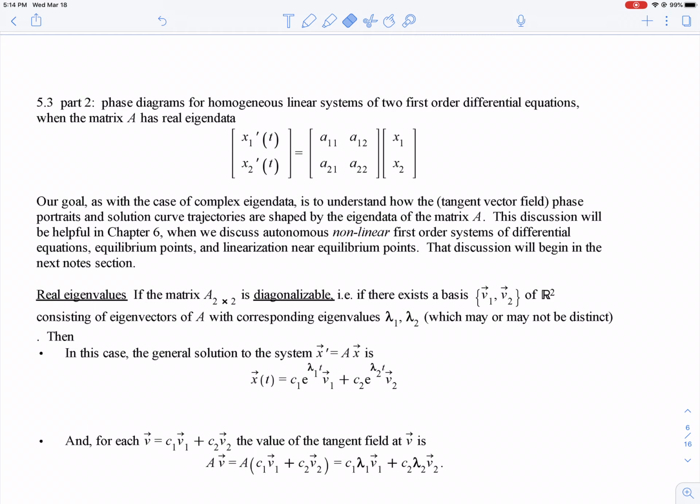Okay, this is part 2 of section 5.3. In part 1, we studied phase planes for the system x prime equals Ax when A was a 2 by 2 matrix in the case of complex eigendata. And in this part, we're going to focus on what happens when the eigenvalues of A and the eigenvectors are real.